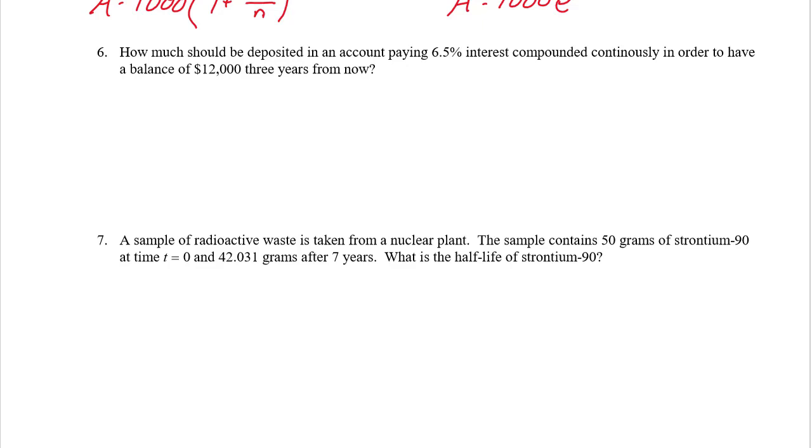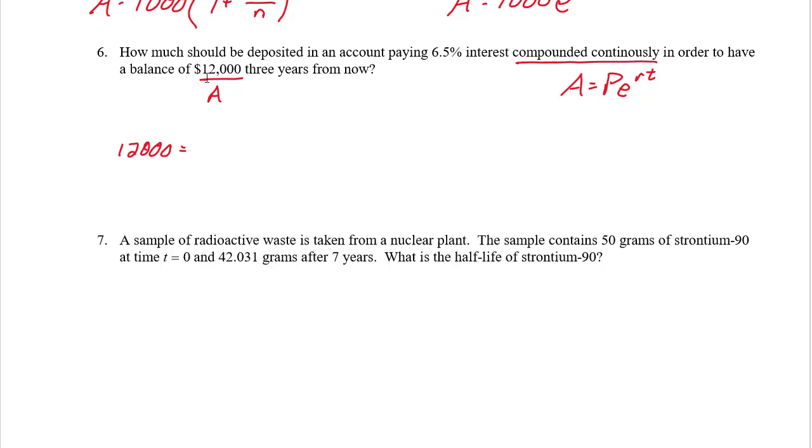Moving on to question 6. This one now is more of a present value concept. In other words, how much should I invest? So we're actually going to be solving for P, which then means that this value down here of 12,000 must be the end amount. So it's going to be 12,000 is equal to, and it does say the phrase compounded continuously, so that's going to be the PERT formula.